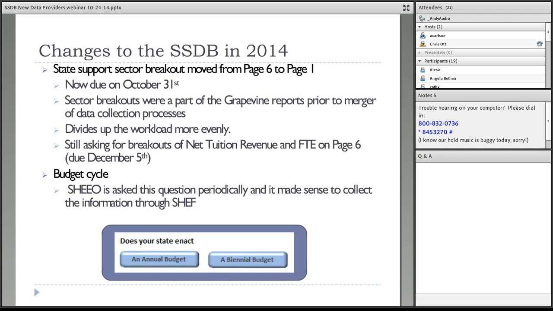So the second change is just a simple button to push on page 1 to indicate whether your state enacts an annual budget or a biennial budget. That's something that you guys know off the top of your heads, and we get asked that question. I got asked that question twice in the last year, and I thought it just made sense to collect that information just so we have it, and I can respond more accurately when I get a question on how many states do an annual and how many do a biennial.